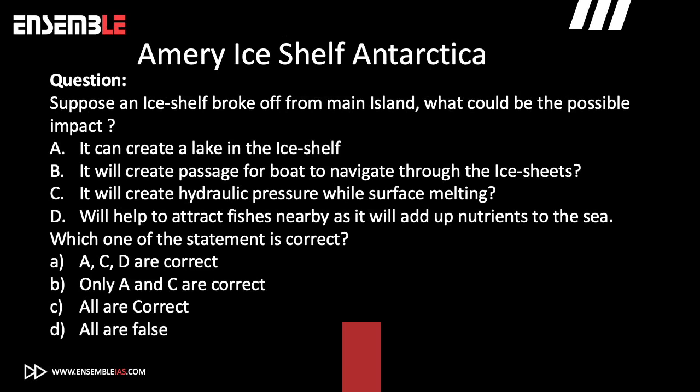Suppose in the examination the question is framed like this. A. It can create a lake in the ice shelf. B. It will create a passage for boats to navigate through the ice sheets. C. It will create hydraulic pressure while surface melting. D. It will help attract fisheries near the coastline as it adds nutrients into the sea.